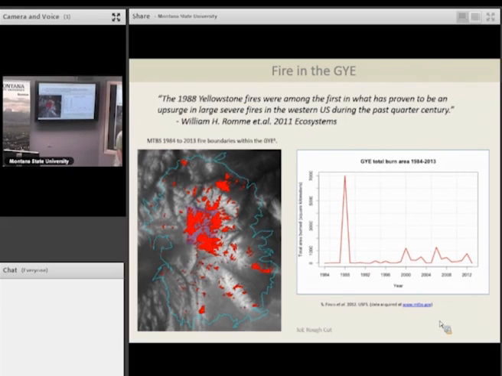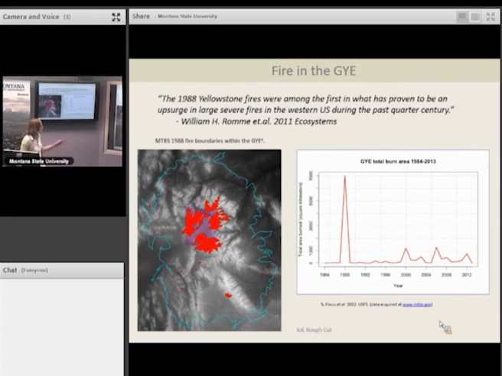And this has to do with our feedbacks with vegetation. On the left, you can see the fire boundaries as spatially represented, and that's again for 84 to 2013, and that's the boundaries just of the 88 fires. So over 30% of the forest within the Yellowstone National Park boundary burned that year.